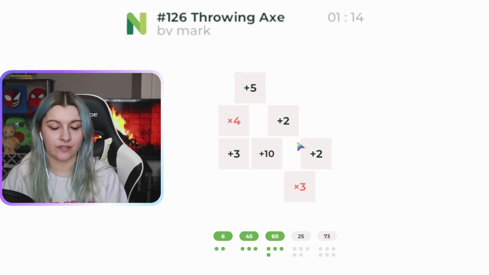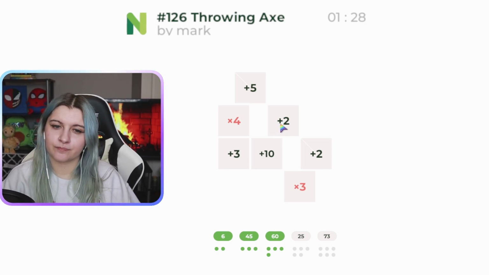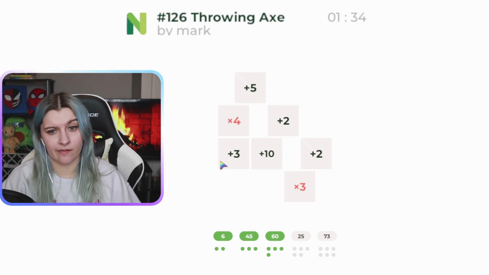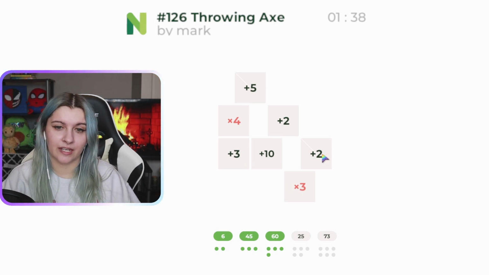Okay, let's try something else. This is 12. 3 times 4 is 12, plus 5 is 17, plus 2 is 19. That's a lot of numbers to add together. What if I just add everything? Do I have to do multiplication? Well, I don't even know how I would add everything, actually. I think I have to go through multiplication.